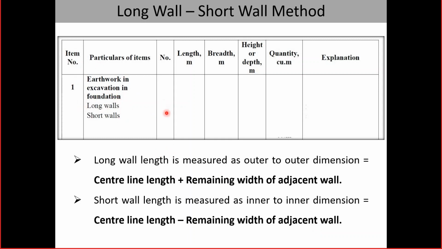Once I know how many numbers there are, let's say there are 2 long walls and 2 short walls. What is the length I know? What is the width I know? That is the width of excavation. I'm not talking about the width of the wall. And the height or depth of the excavation that I'm going to make. Total quantity is given by number multiplied by length, multiplied by width, multiplied by height. If there are any explanations, the calculation of lengths can be indicated here.